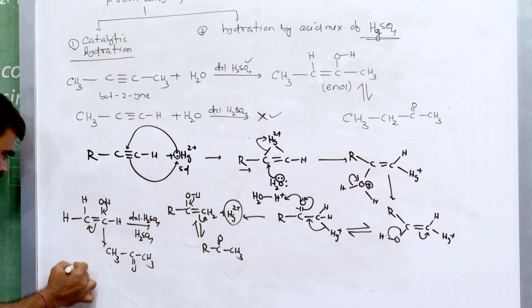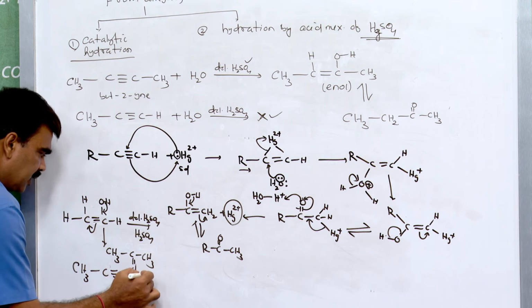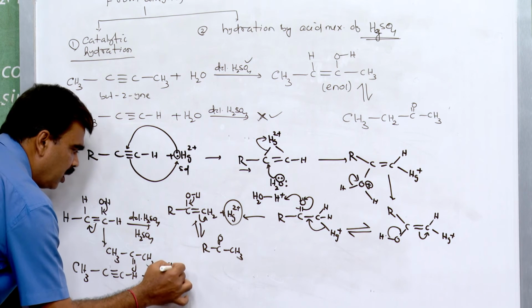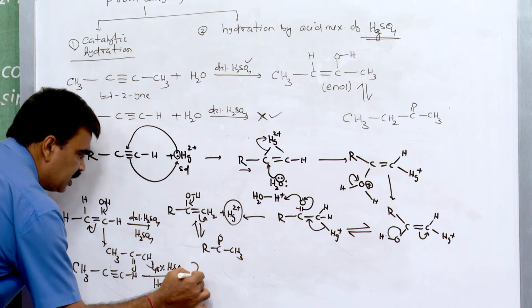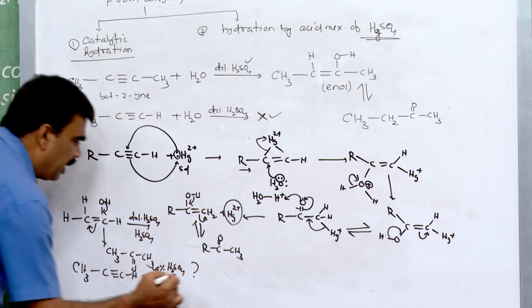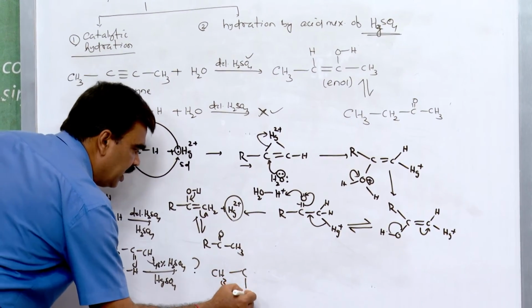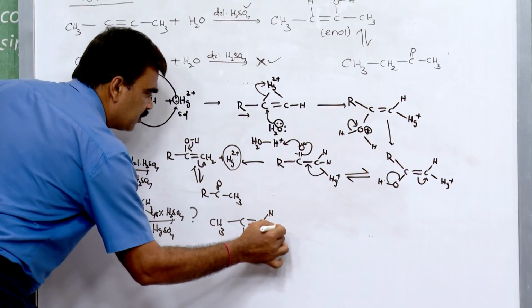What happens when propyne is treated with 40% H2SO4 in presence of HgSO4. So many times this question has been asked in CHS examination. What will be your answer? You just break the pi bond here. So CH3, C. From this side you add OH and double bond CH2.